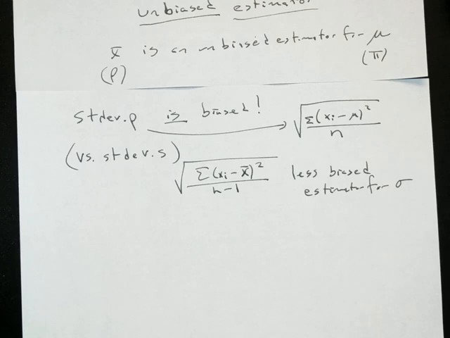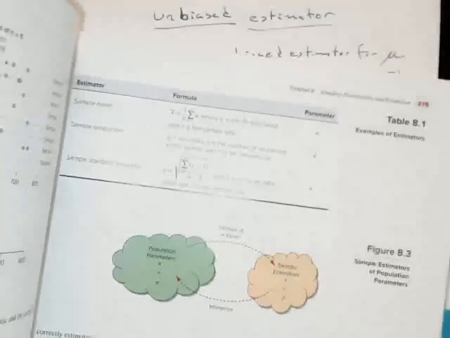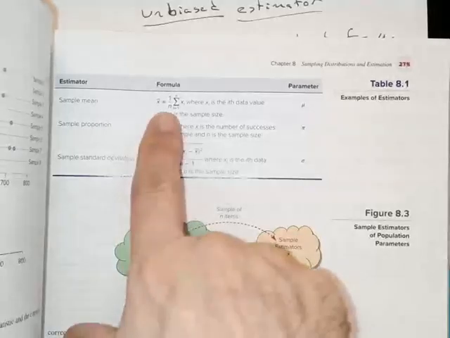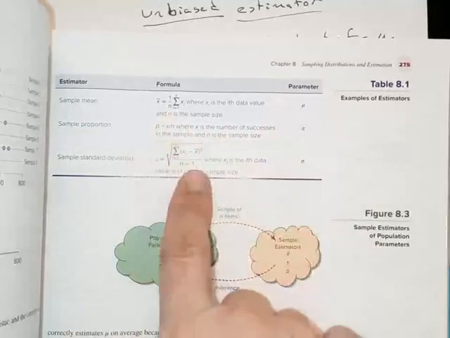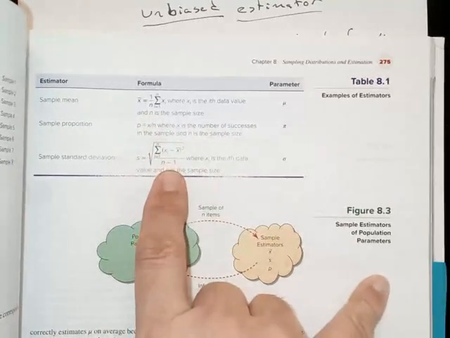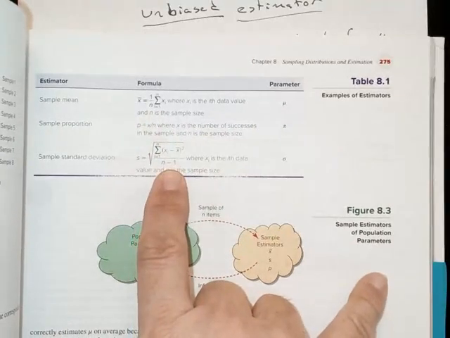Top of page 275 shows these formulas as estimators versus parameter, and notice there's the n minus 1 in the standard deviation as opposed to the n.